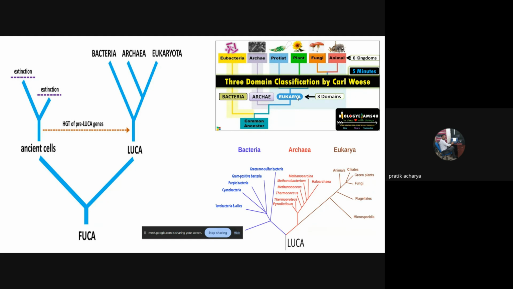And from these domains came different forms of life. Here, just look at the picture. The eukarya give rise to animals, ciliates, green plants, fungi, flagellates, microsporidia. All these forms developed from eukarya. Primarily only these three forms were found, and these diversified groups were not found at first. But after that, due to changes in environmental conditions, these groups were formed. Okay, so this is the basic idea regarding the tree of life.